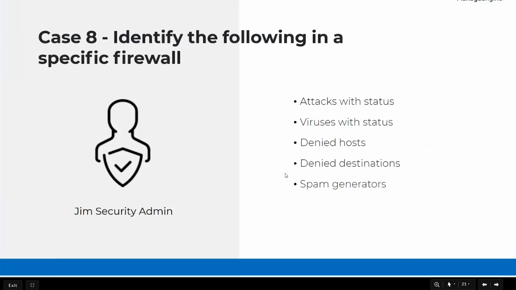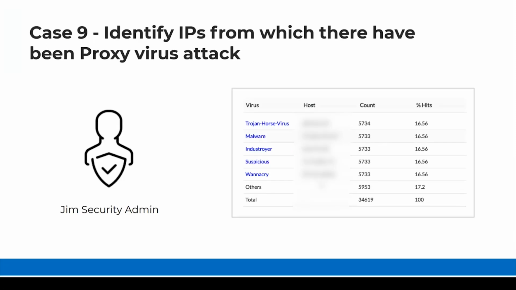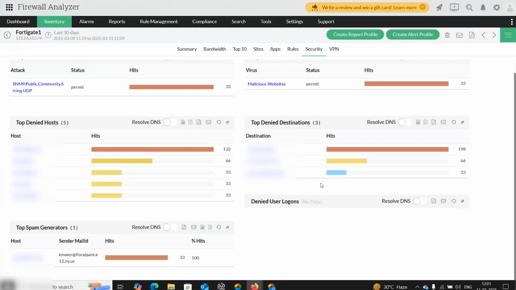So next, we will be looking at the firewall analysis capability of monitoring the Squid proxy firewalls. With Squid proxy servers, we can currently monitor and generate URL report, top talkers report, website details report, and proxy usage report. Now let's look at a use case for proxy reports. Suppose Jim has been asked to check if there are any proxy attacks happening in the system. If so, they want to find out the source of these attacks. So let me quickly take you to the product UI.